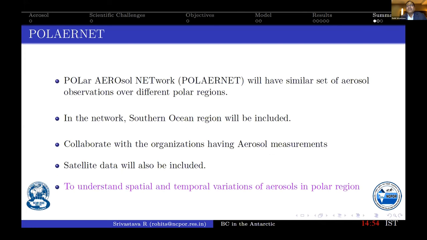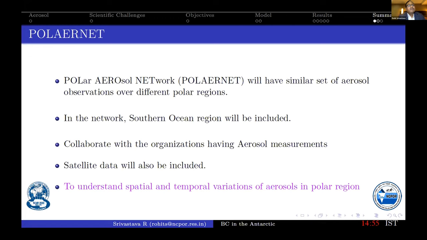Now, since we have very few observations, India has two stations in the Antarctic. Under the Polar Aerosol Network program, a similar set of aerosol observations over different polar regions was initiated in PolarNet, and from 2019 data is collected. After this talk, Dr. Anand Singh will present results of black carbon over the Indian stations. In this network, the Southern Ocean region is also included, and we did one cruise in 2020 which reached near the Antarctic coast, and we found higher values of black carbon over this region.